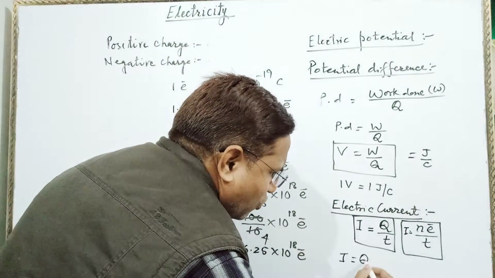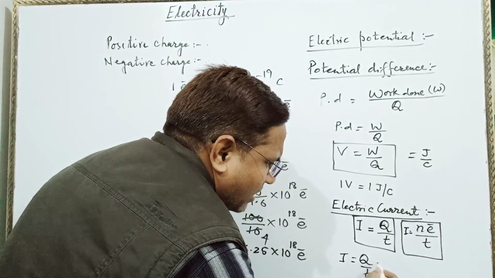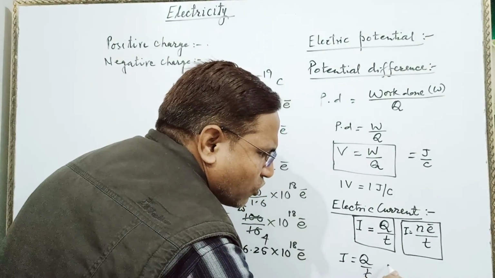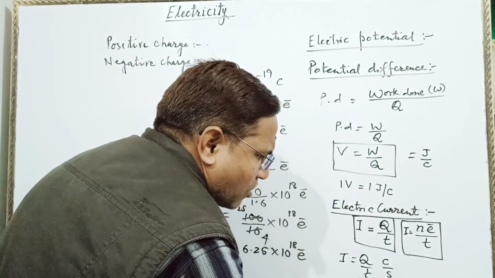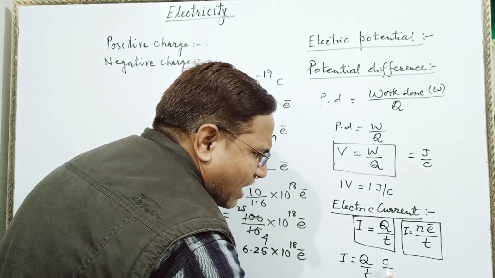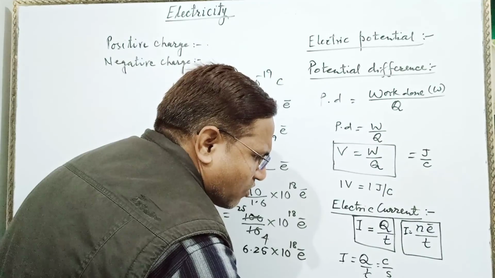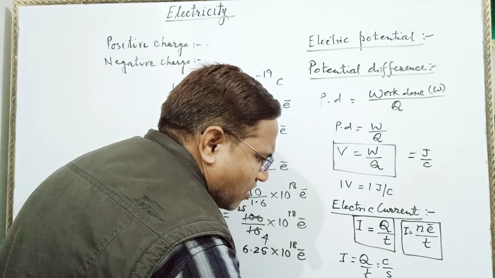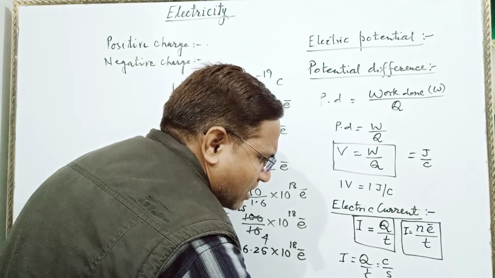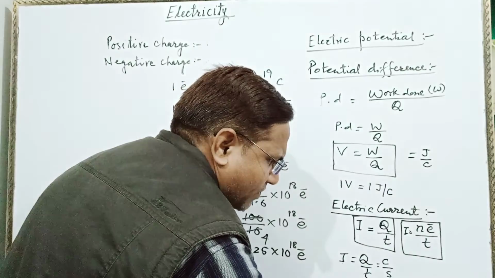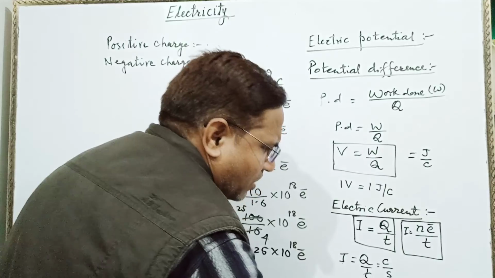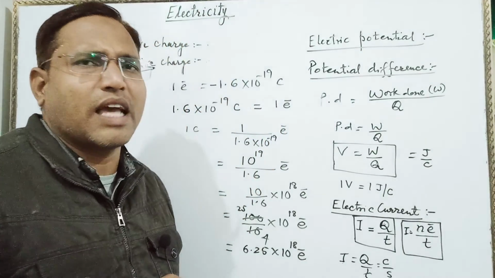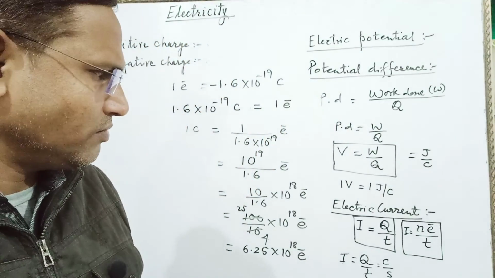I is equal to Q by T, and the SI unit of Q, that means charge, is coulomb, and of time is second. So the SI unit of electric current is coulomb per second, and this coulomb per second is known as ampere, and we write the symbol as capital A.